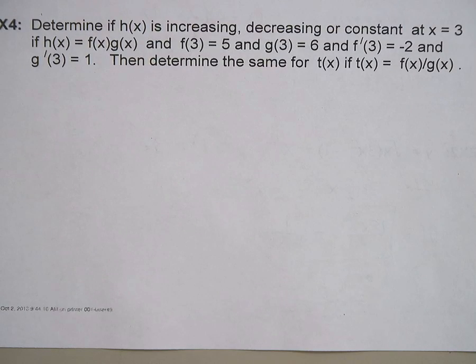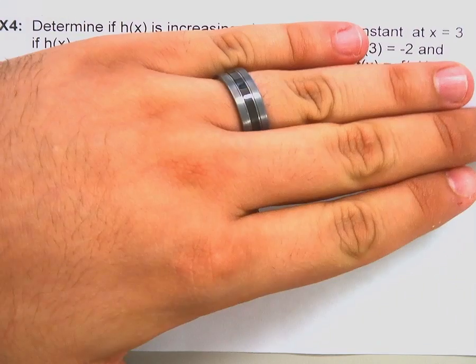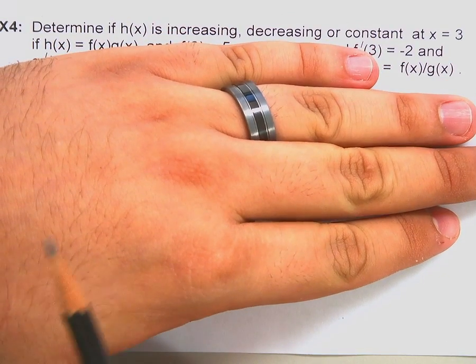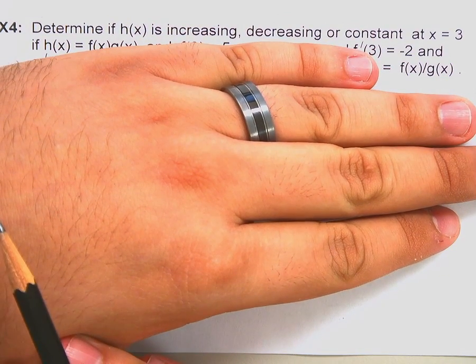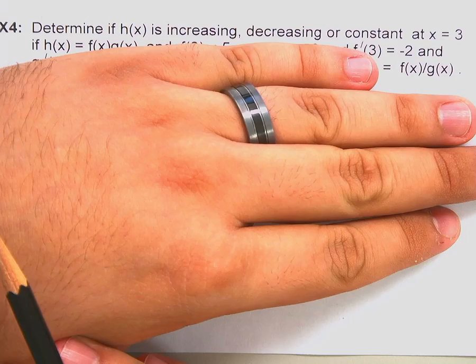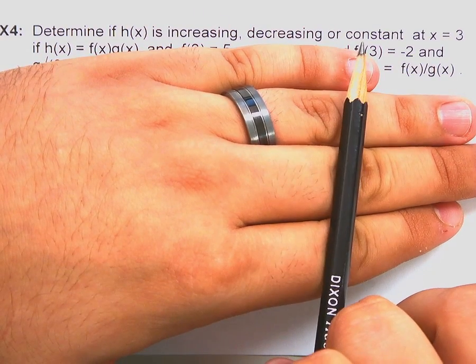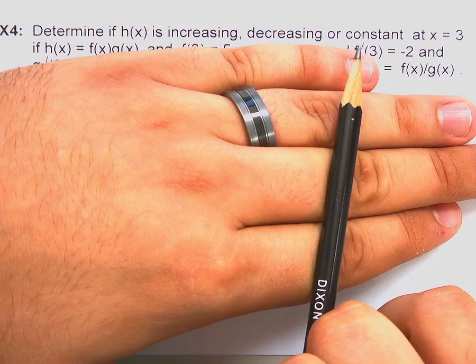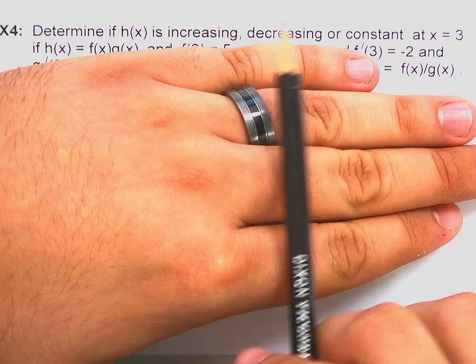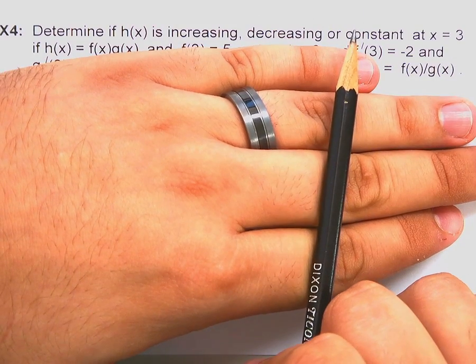Okay, let's look at what they're actually asking us. It says determine if h of x is increasing, decreasing, or constant. Forget the rest of this jazz for a second. What are they wanting to know? They want to know if my slope is positive, negative, or 0. Well, let's figure that out.